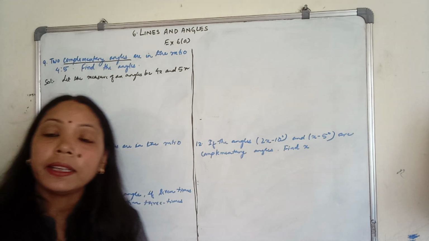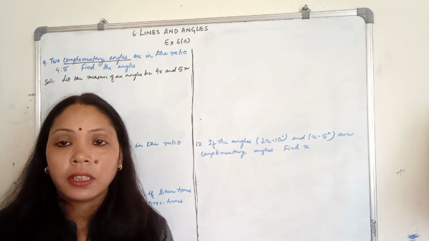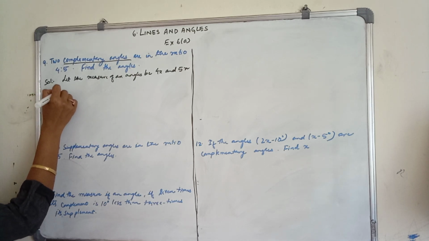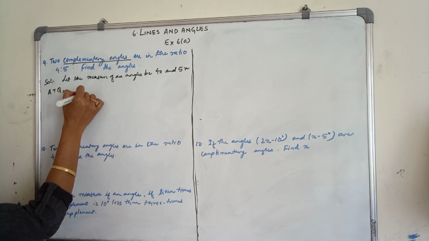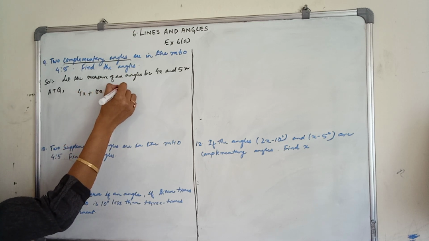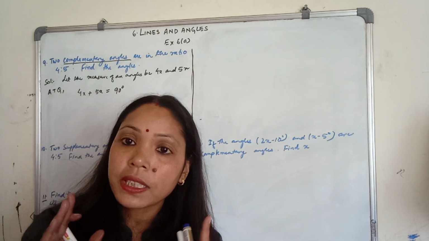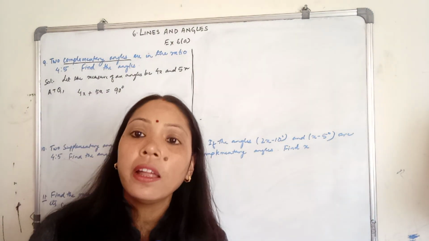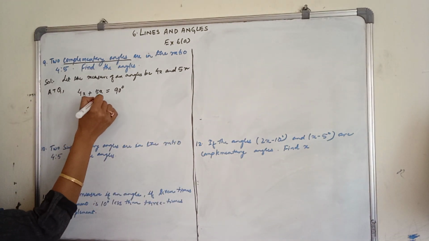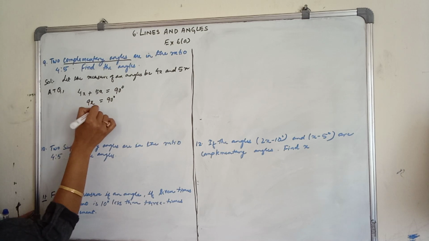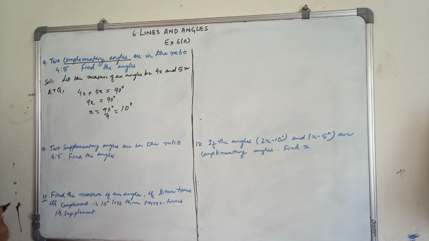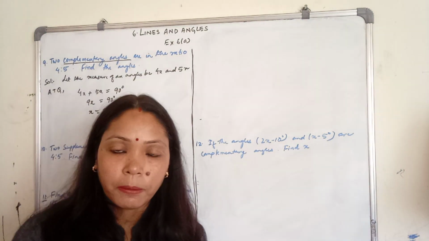Now, these two angles are your complementary angles. So, what we have to write? According to the question, these two angles, 4x plus 5x is equal to 90 degree, because complementary means sum of two angles is 90 degree. So solve it. This one will be 9x is equal to 90 degree. So x equal to 90 degree divided by 9, which is equal to 10 degree. So we got the x as 10 degree.